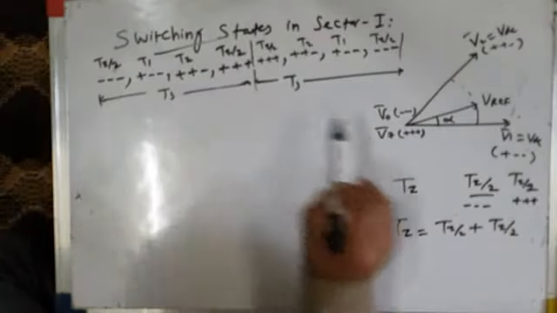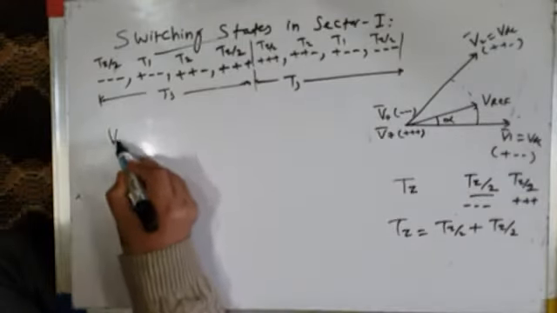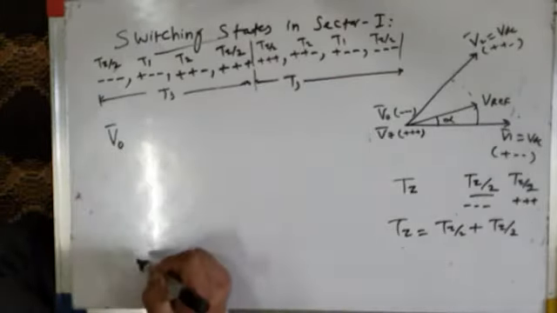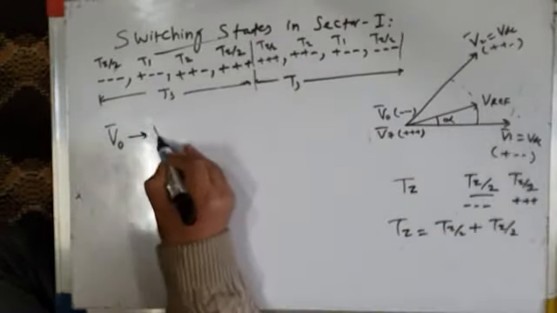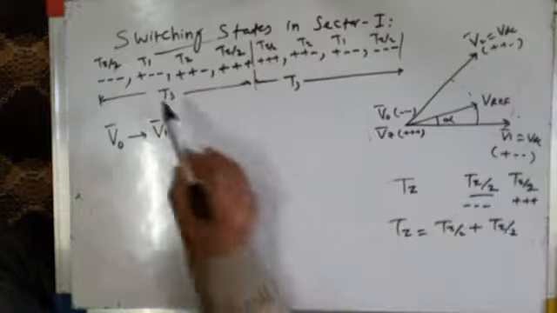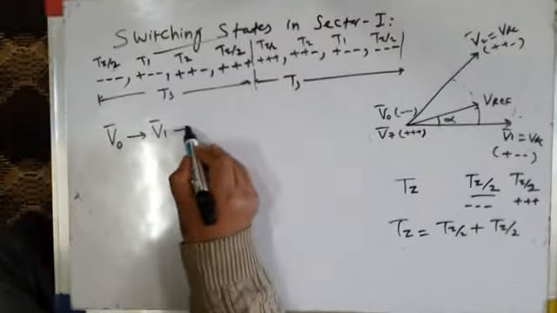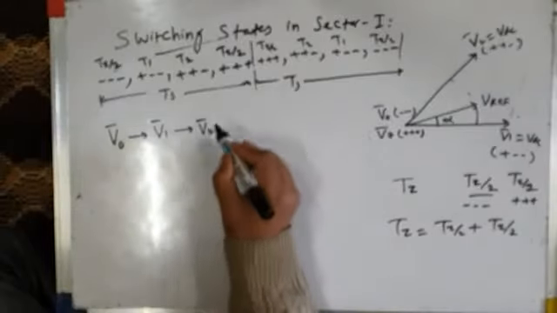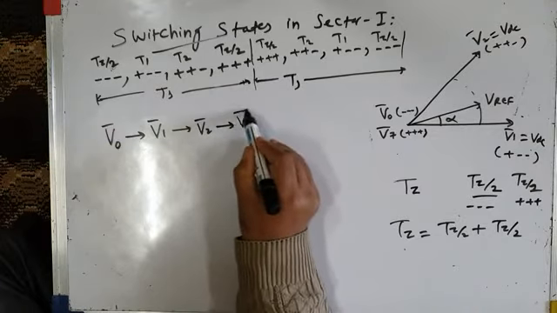First of all, you apply switching state minus minus minus. Minus minus minus means you apply voltage space vector V0. For how much time? For time interval Tz by 2. Then you apply voltage space vector V1 for time interval T1. Okay, voltage space vector V1 represents the switching state plus minus minus, मैंने ऊपर लिखा है. Then you apply voltage space vector V2 for time interval T2, which represents the switching state plus plus minus. Then you apply zero voltage space vector V7 for time interval Tz by 2.